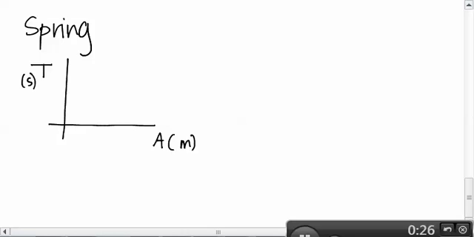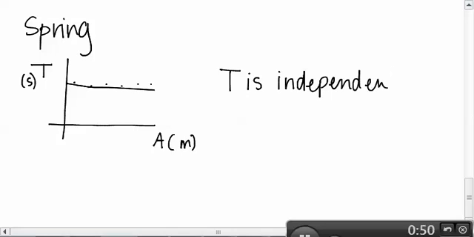And what did we notice when we varied the amplitude? Do you remember? What did it look like? Okay, so what can we say about the period and the amplitude? Period is what? Independent of A, the amplitude. Okay.